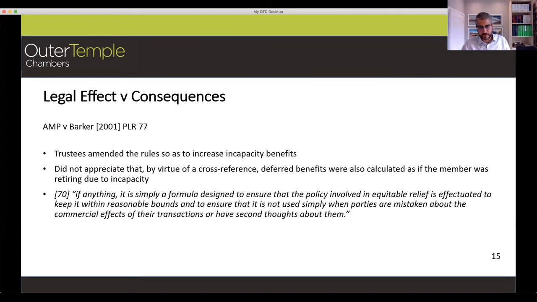But what he then said in substance was, this is the quotation up there on the slide, if anything, it is simply a formula designed to ensure that the policy involved in equitable relief is effectuated to keep it within reasonable bounds and to ensure that it is not used simply when parties are mistaken about the commercial effects of their transactions or have second thoughts about them. That's the sort of comment I can tell you we've probably all seen, that it's fine as far as it goes, but it doesn't really help you work through to its sort of knotty conclusion, how it might apply to your case when you're looking at the papers early on.